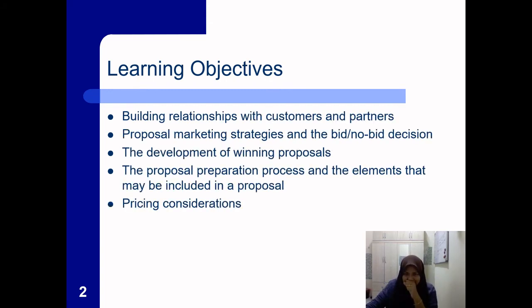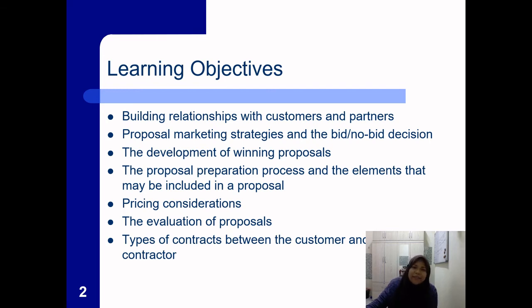So this is the learning objective. At the end of this chapter, you should be able to know how to build a good relationship with your customers or your partners, how to propose marketing strategies and whether to decide bid or not to bid, the development of a winning proposal, how to prepare a proposal, what elements should be included in it, and then the pricing considerations, evaluations of a proposal, types of contract between the customers and the contractor, and measuring success of proposal efforts.